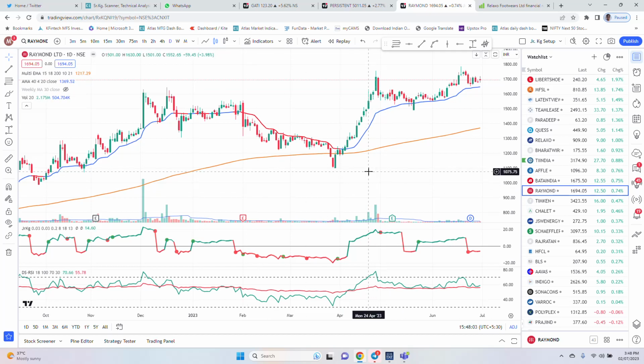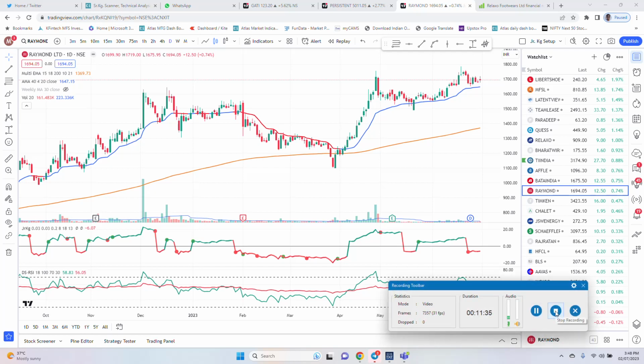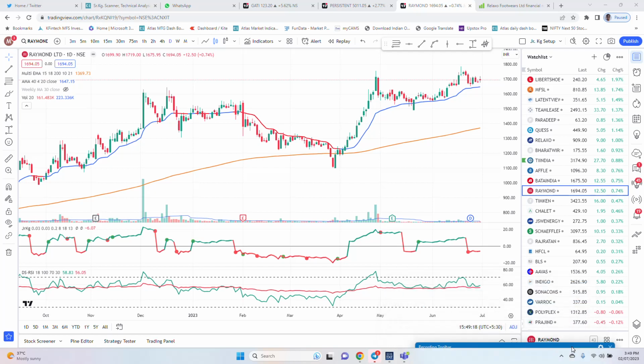Now you need to make one thing very clear: you can't mix and match both the setups together, like taking an entry with a junior KG and then exiting with senior KG. Yeah, so you can't do that. You need to decide first which setup you are going to use, either junior KG or senior KG, for entry.